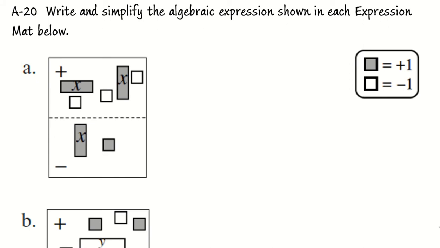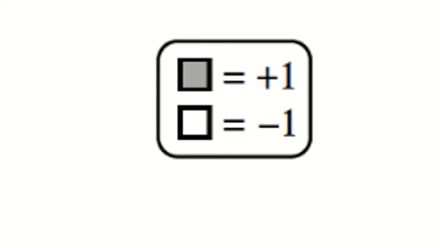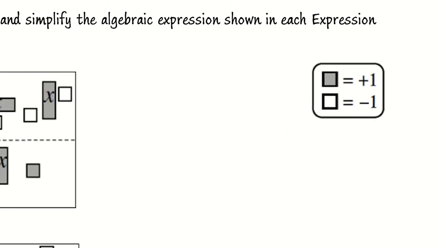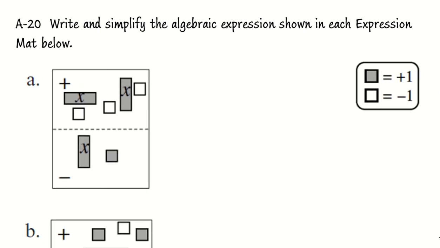So, A here is an expression mat, and a reminder in this textbook, when we see regions that are shaded in, that represents a positive value. And if it's not shaded in, that represents a negative value. So you can see we've got here a positive one or a negative one. Again, shaded would be positive x. This is positive x, and these are three negative ones.